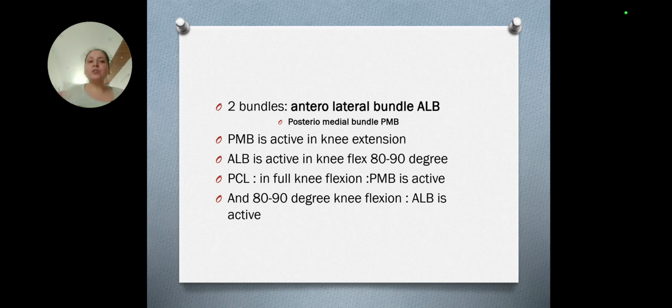Fine. So the posteromedial bundle is active in knee extension, whereas in the PCL you can see in flexion, at 80 to 90 degrees of knee flexion, the anterolateral bundle is active. So it can be seen that only at 80 to 90 degrees of knee flexion will the anterolateral bundle be active, and the posteromedial bundle is active in knee extension.